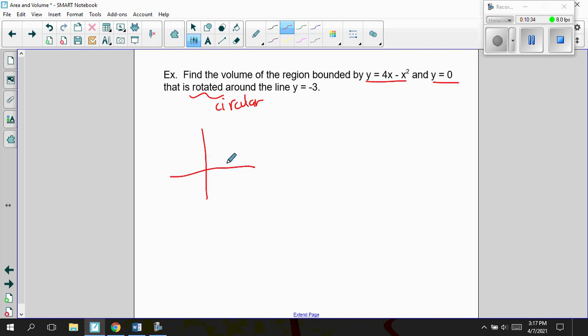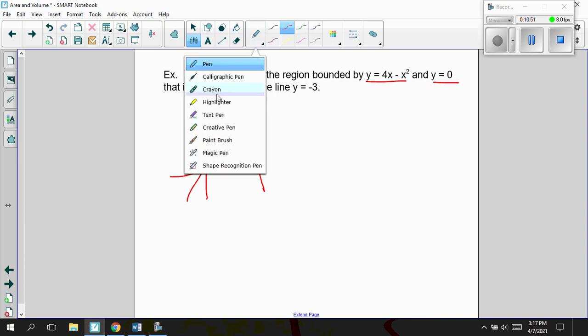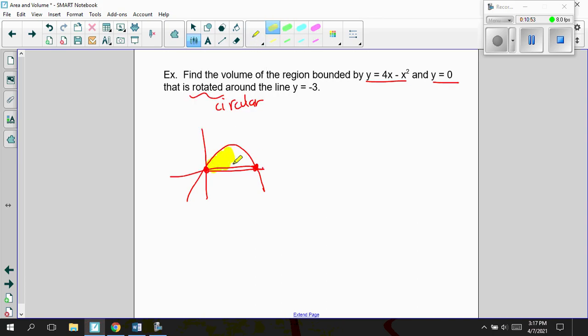Okay, so I start my graph. My zeros, so this is going to be a parabola. It goes through 0 and 4, and then opens down. Okay, y equals 0 is this part here. So my contained section is right here. I want to go around the y equals -3 line. 1, 2, 3.